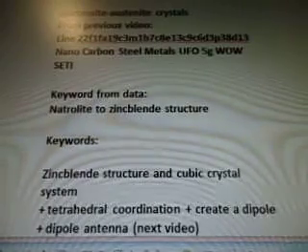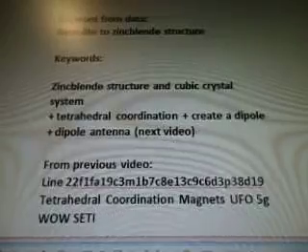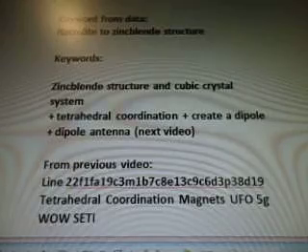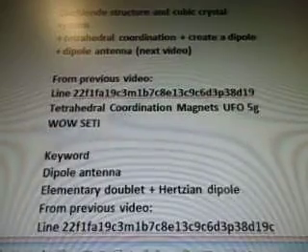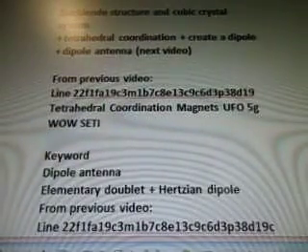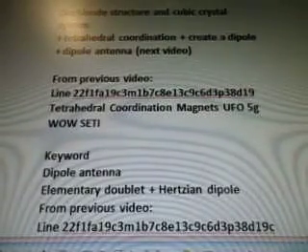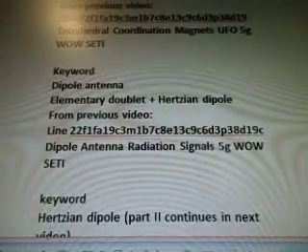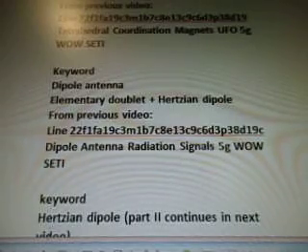Okay, so keyword from the data: Natrolite to Zincblende structure. Oh, so I did shorten it. So keywords: Zincblende structure and cubic crystal system, tetrahedral coordination, and a dipole, and then we have dipole antenna, and of course we came from there to this other one. Line 22f1fa19C3M1b7C8E13C9C6D3P38D19 tetrahedral coordination magnets UFO 5G Wow Seti. Then we had dipole antenna, elementary doublet, and Hertzian Dipole, which is the one we're looking at now.